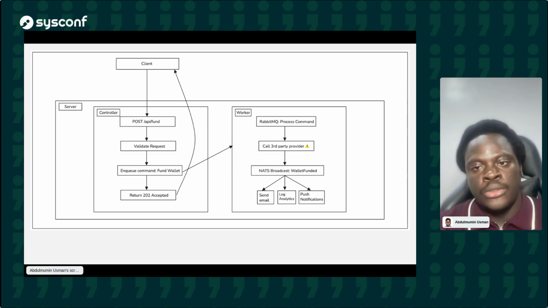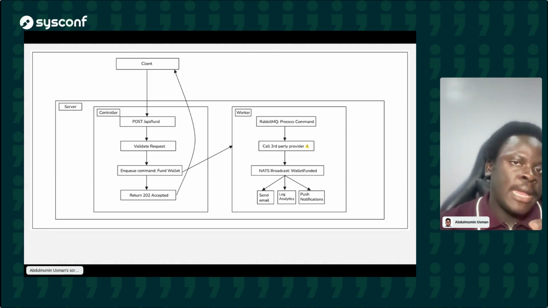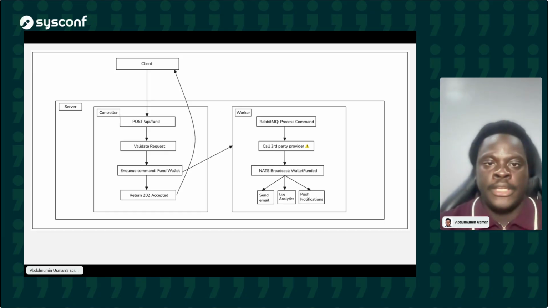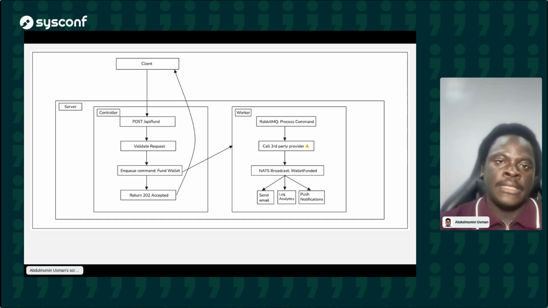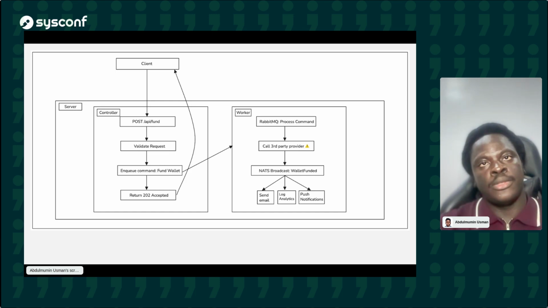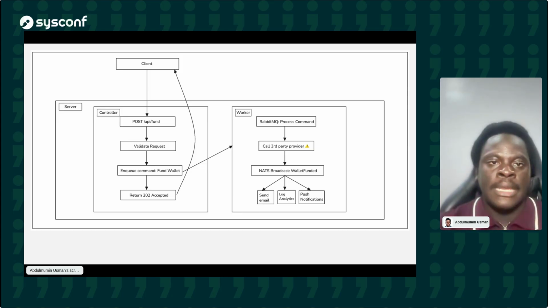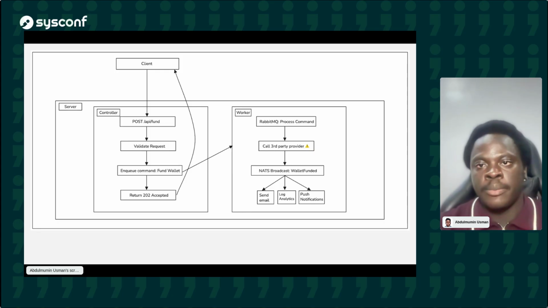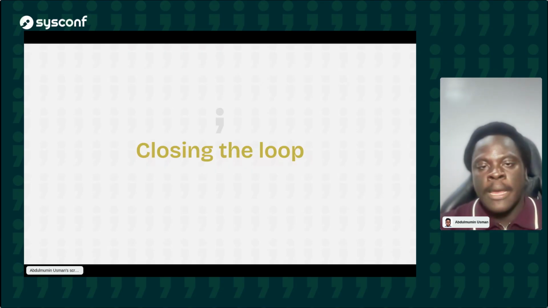Now, if we do this, we're breaking this chain. You put the client in a spot where you are returning to the client immediately. So then what's happening? As the client, how do I know that the request is actually even going? What's up with my funding request, for example? Which brings us to closing the loop of this entire journey.